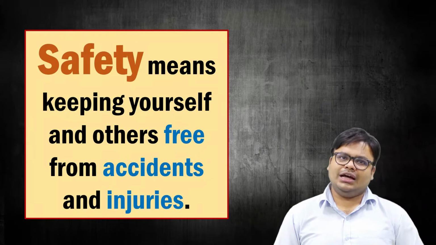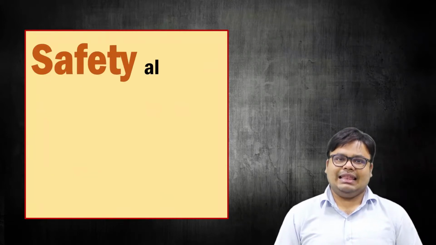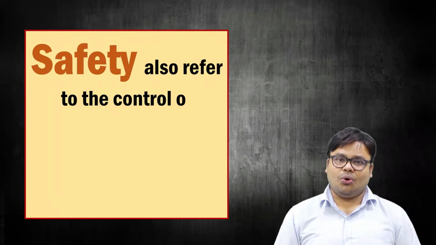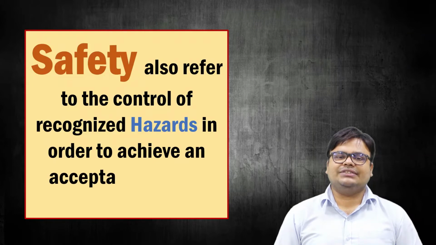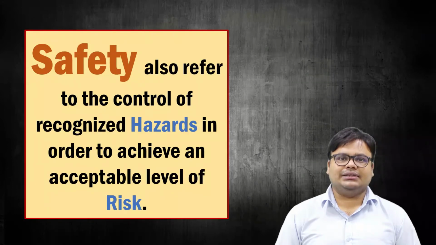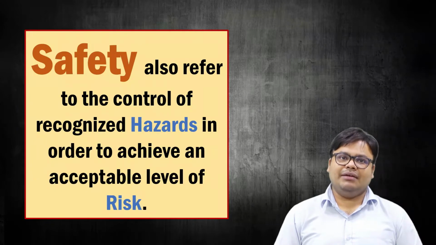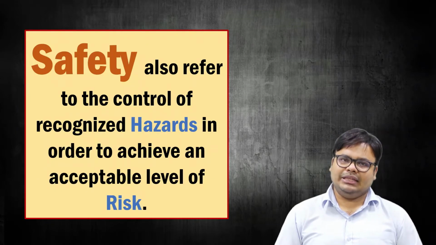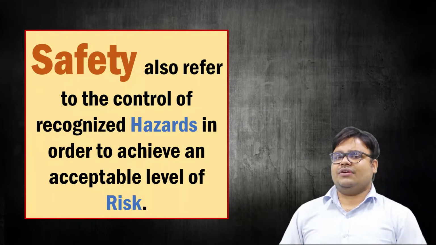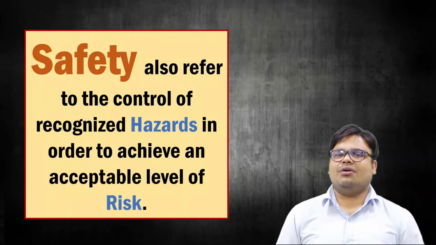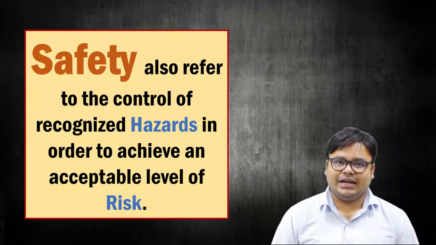Now moving on to the next one. The next definition of safety also refers to the control of recognized hazards in order to achieve an acceptable level of risk. So risks are there, but they should be at an acceptable level. So guys, these were the definitions. Now, from the last definition you will be wondering what hazards are and what risk is. So we'll be discussing that now.